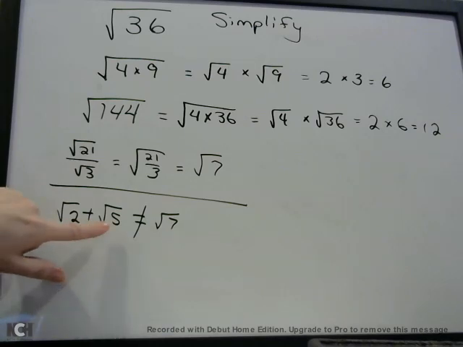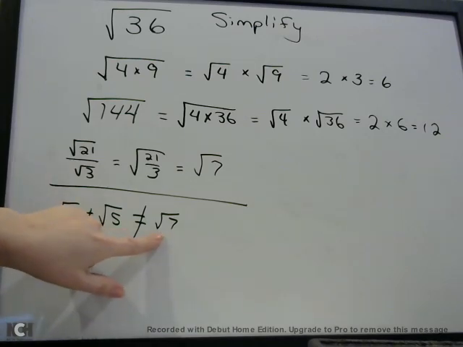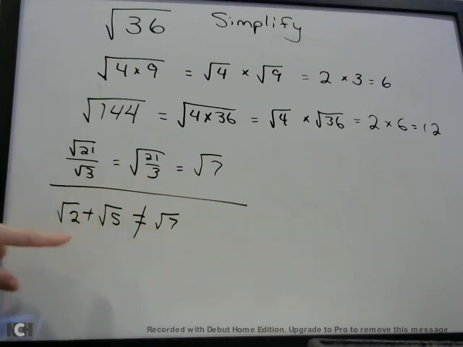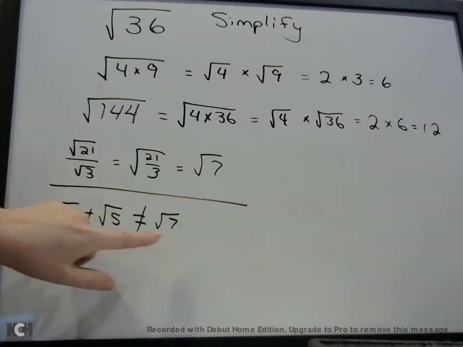If you have the square root of 2 plus the square root of 5, that is not equal to the square root of 7. And you can plug that into your calculator. Find out what the square root of 2 is. Find out what the square root of 5 is. Add those two numbers together. You're not going to get the same number as if you put what the square root of 7 is.